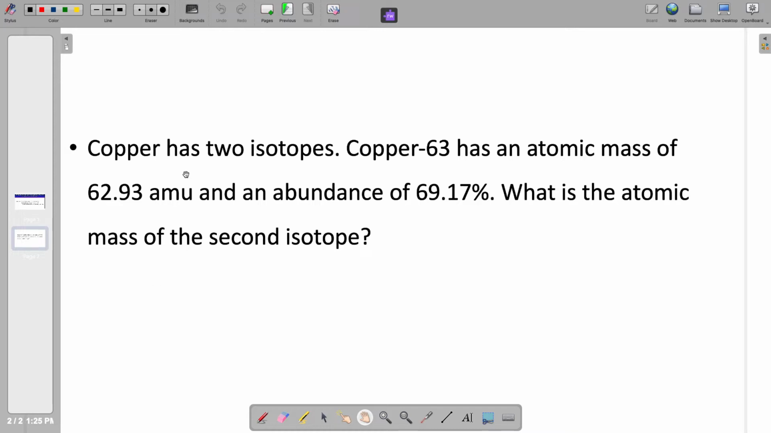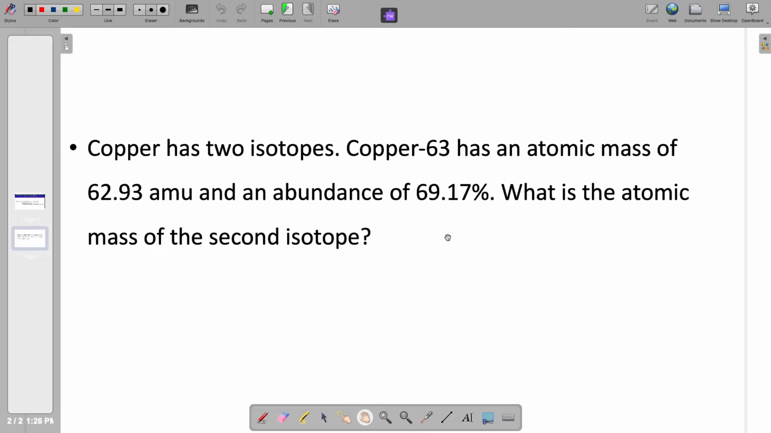The question says that copper has two isotopes. Copper 63 has an atomic mass of 62.93 and an abundance of 69.17%. What is the atomic mass of the second isotope? So what this is saying is you have two isotopes of copper. For one, you are given the atomic mass and the percentage abundance. But for the other, you don't have the atomic mass and you also don't have the percentage abundance. So how do you proceed to solve such a problem?